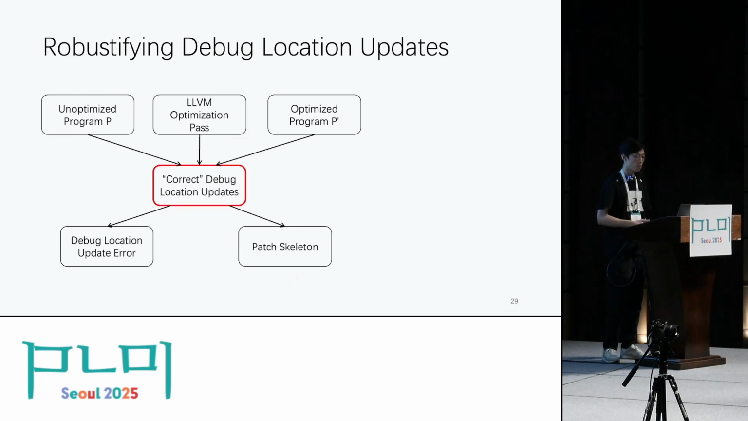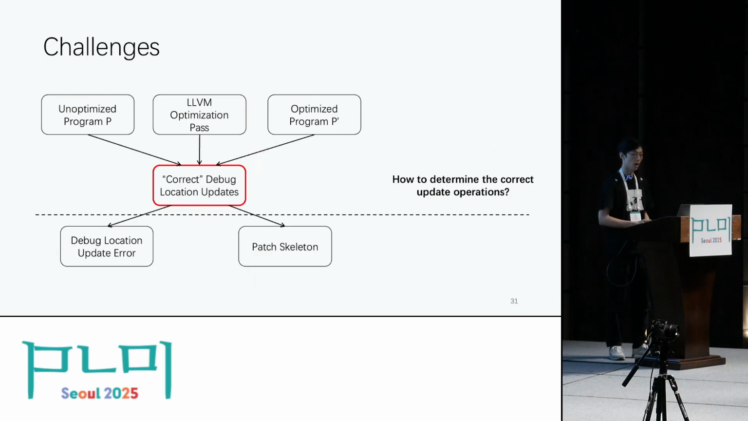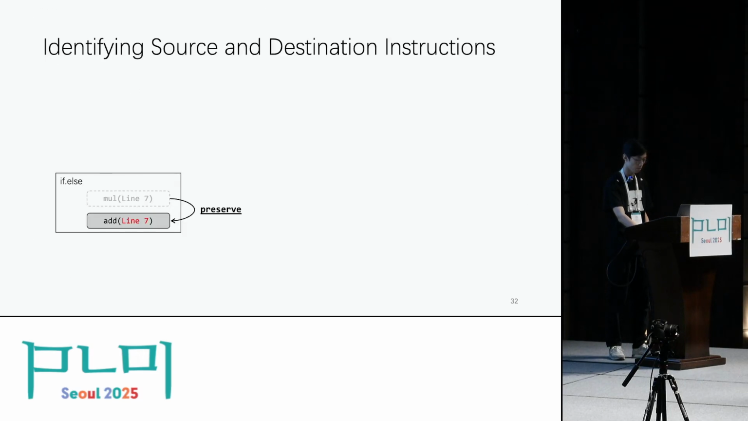Central to our robustification approach is determining the correct debug location updates in the LLVM optimization process. So for robustifying debug location updates in LLVM, there are two unique challenges. First, how to identify source and destination instructions. Second, how to determine the correct update operations. To tackle the first challenge, we need to understand the destination and the source instructions.